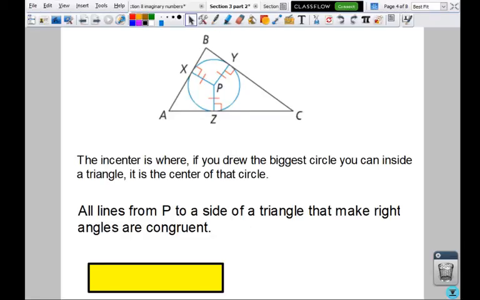So all the lines that make right angles are congruent, which means if we have some angle bisectors, we can find some missing pieces on triangles. Incenters, where all the way from P to a side of a triangle that makes right angles are congruent.